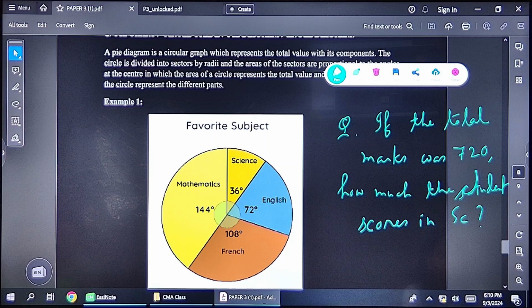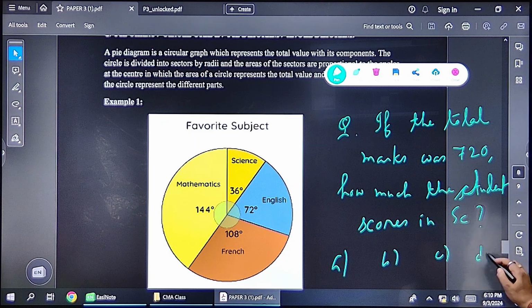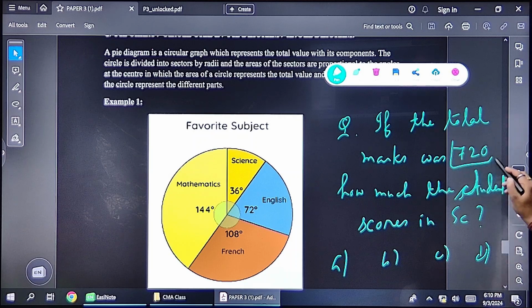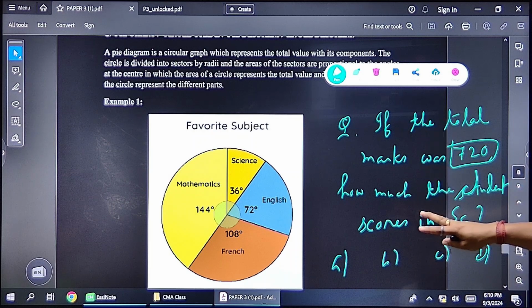Can you answer? The question is based on this pie chart, and we are going to write an answer. If an MCQ comes, then options will be given: option A, option B, option C, option D. You have to solve it and get the answer. Once again I repeat: the total marks is 720, this pie chart is all about the performance of a student who appeared in the exam out of 720. How much did he score in science?